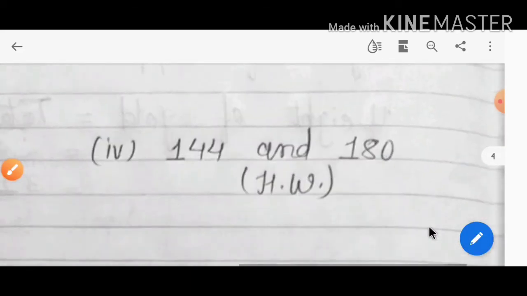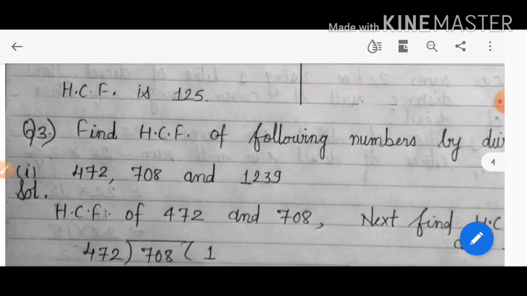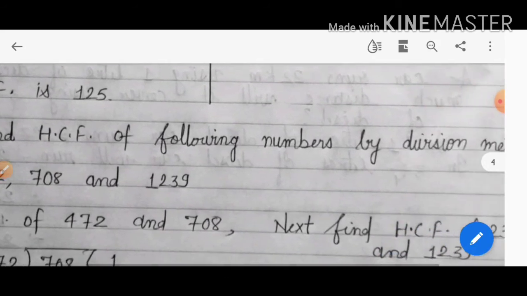Same here, you have to solve question number 4, 144 and 180. So you have to divide 180 by 144 in this question. Now question number 3, find HCF of the following numbers by division method.